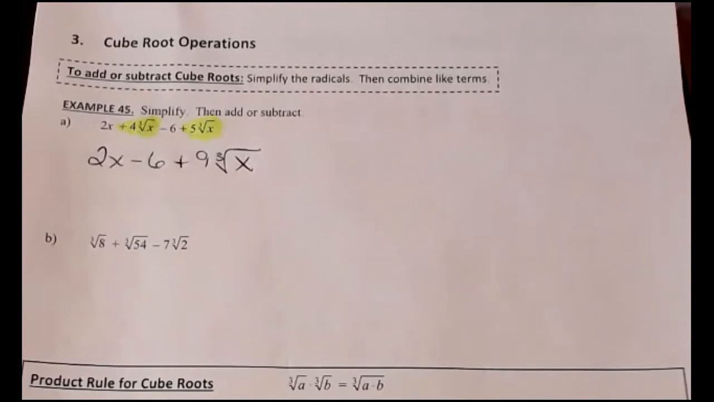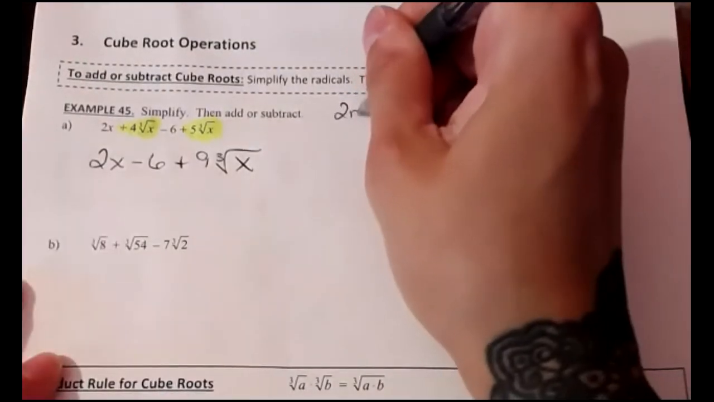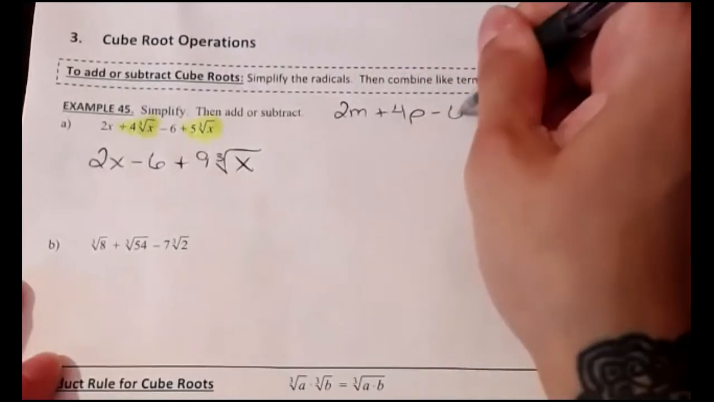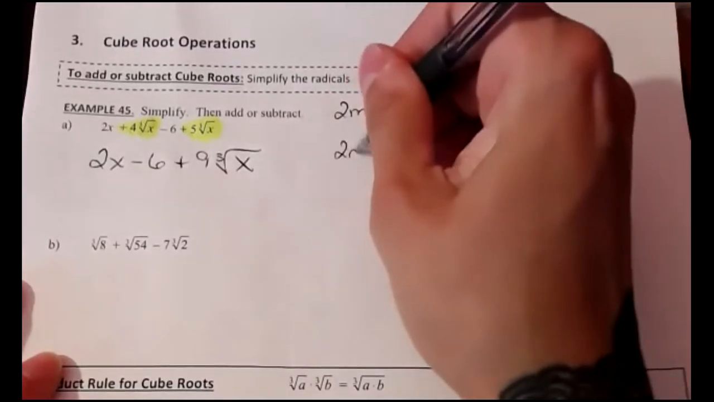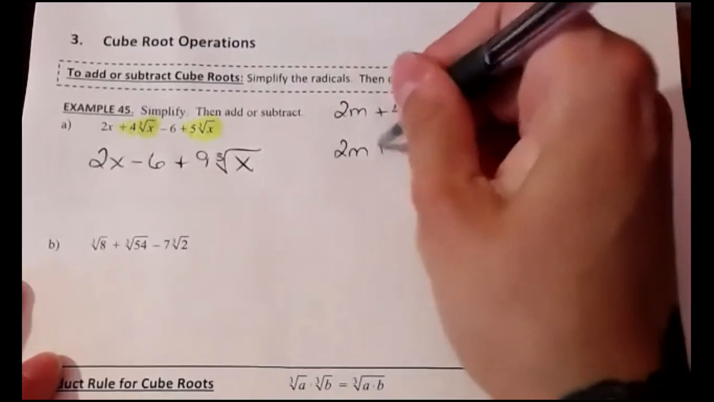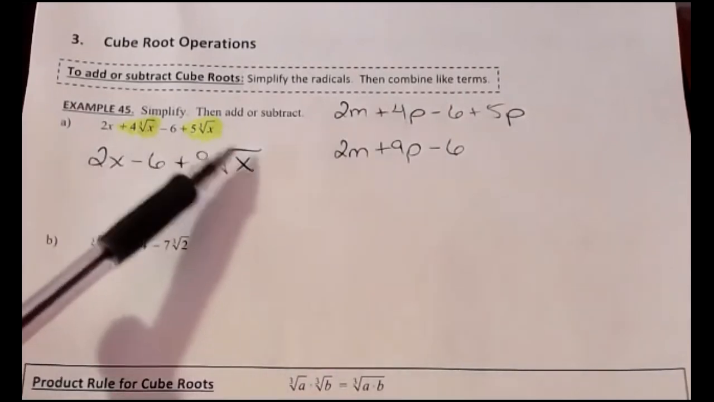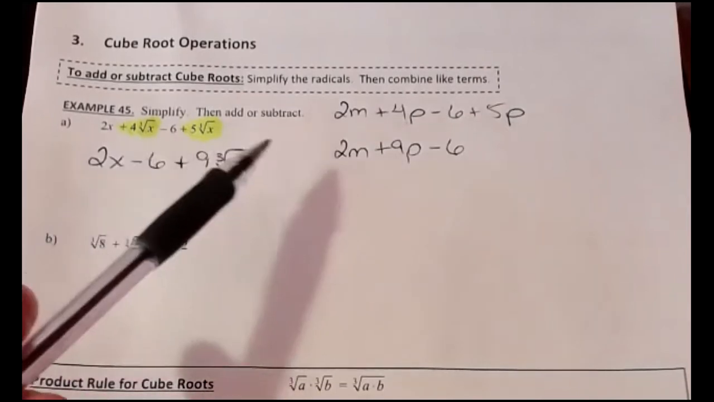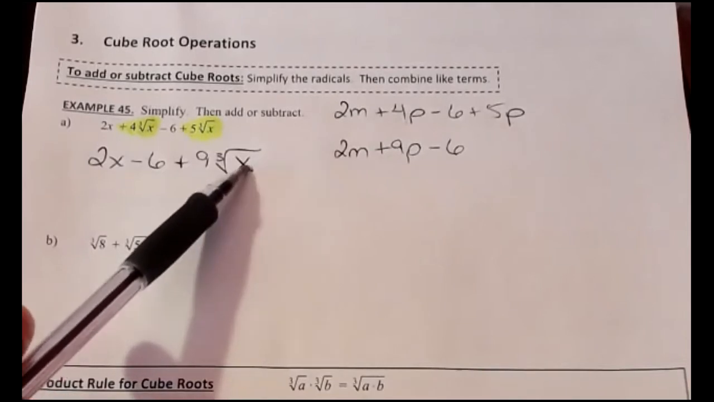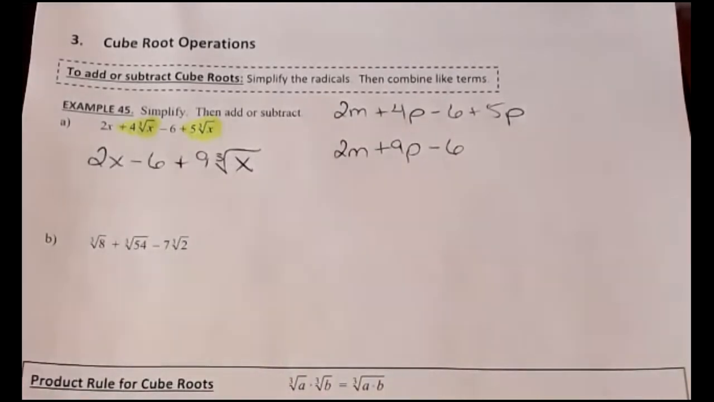Okay. I don't want you to overthink it. It's literally like what we did with variables. For instance, if I had 2m plus 4p minus 6 plus 5p, well, you would say the p's go together. You would say 2m, and then these give you 9p, and then you'd subtract the 6. Now, I do want to point out that I personally like to write the radicals at the end, because I've seen the mistake of putting minus 6 here, and then somebody accidentally writes it under the radical. And that's a huge problem because it's a different term. So just be careful with that.